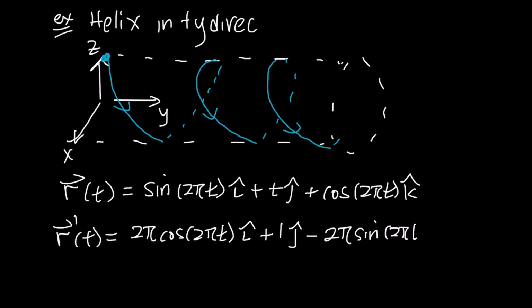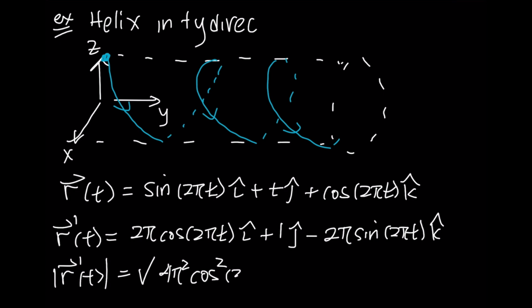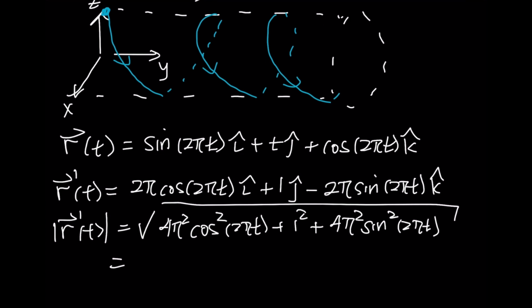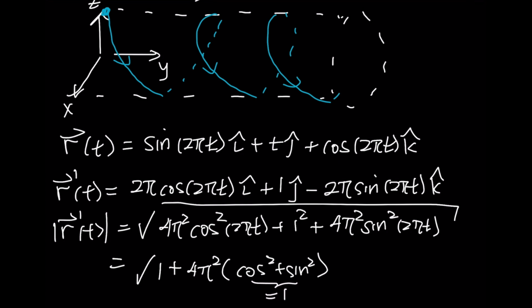The length of this vector is 4 pi squared cosine squared of that quantity, plus 1 squared, plus another 4 pi squared sine squared of that quantity. And then I need to take the root of all of it. This is going to give me a 1 plus 4 pi squared times cos squared and sine squared. I know that that equals 1. So at the end of the day, I will get the square root of 1 plus 4 pi squared. This allows me to calculate the unit tangent vector.